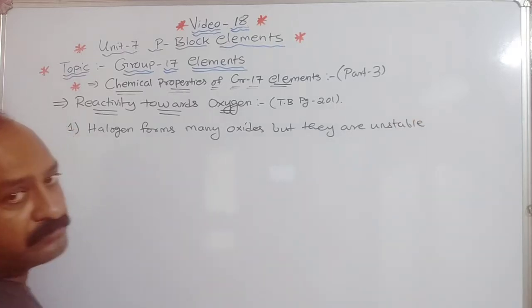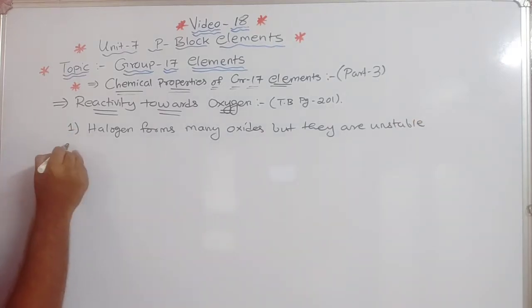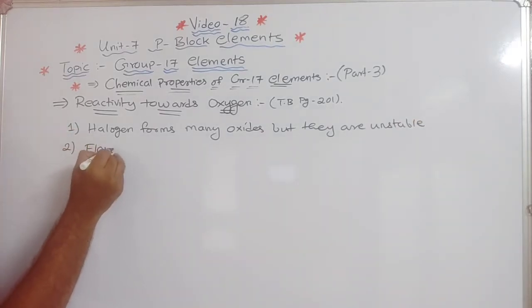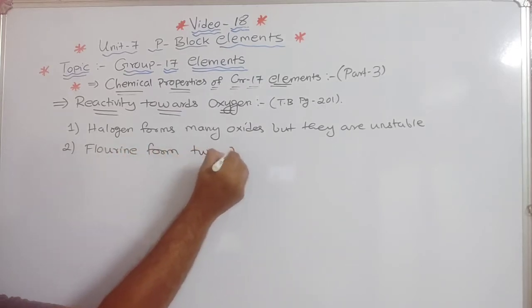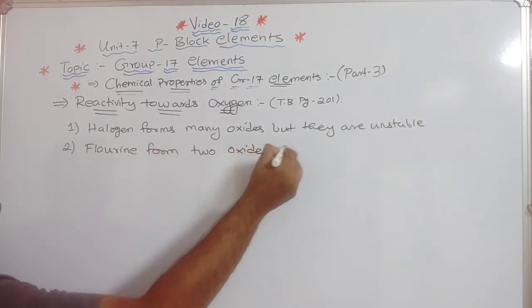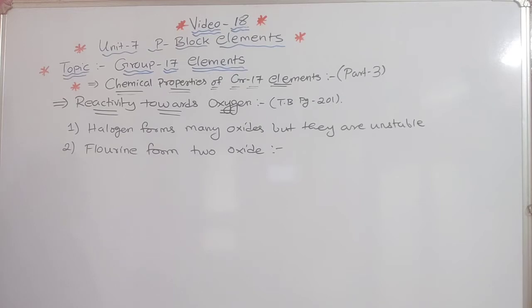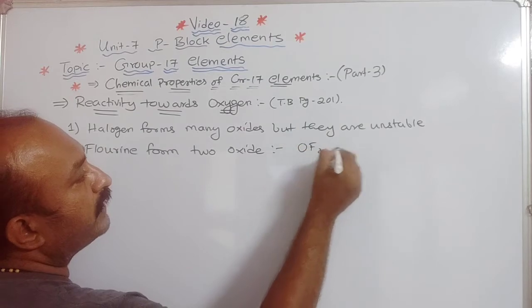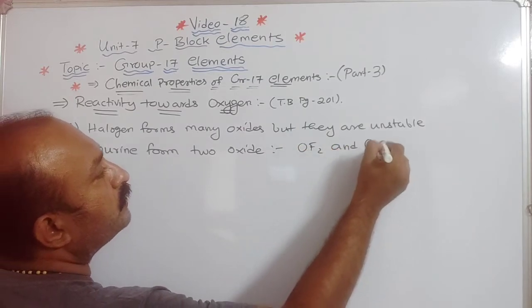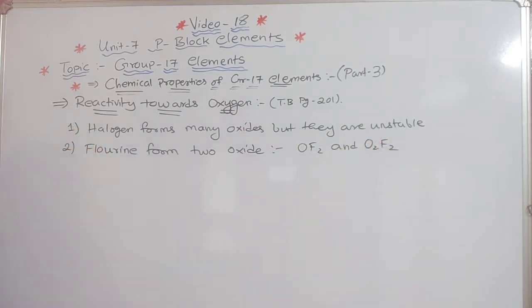Now, fluorine forms only 2 oxides. Which are these oxides? Fluorine is the most electronegative element, and it forms 2 oxides, OF2 and O2F2. These are the 2 oxides which are formed by fluorine.